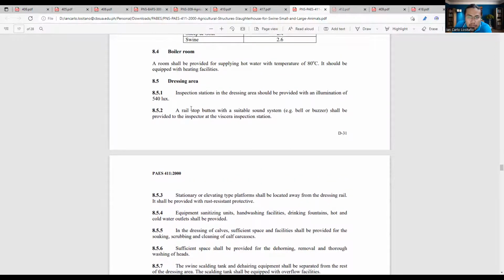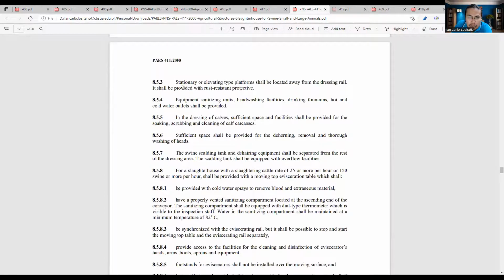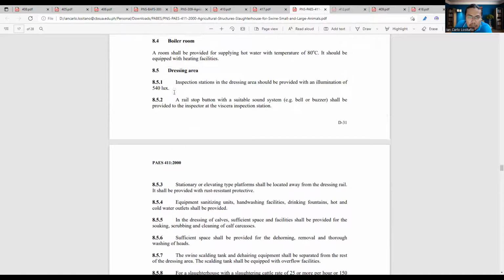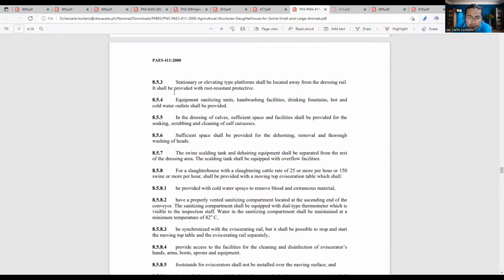Okay, dressing area. This is now to clean the animals, to prepare the animals as a food material. So the requirement for the illumination is 540 lux. The dressing area shall follow those that are provided here. Equipment sanitizing units, hand washing, drinking fountains.